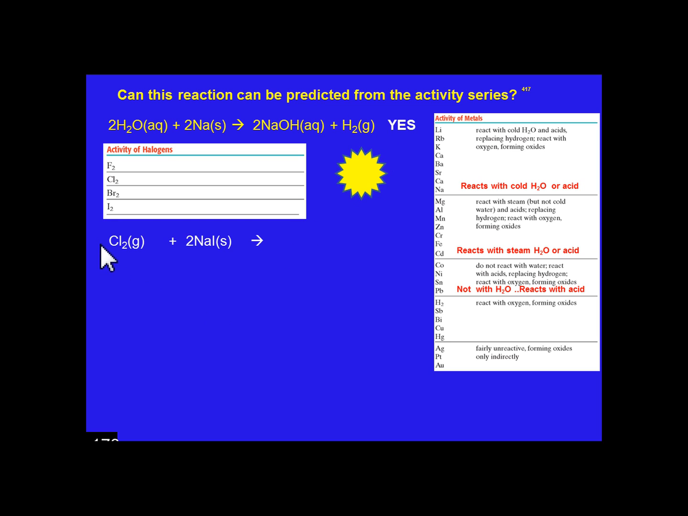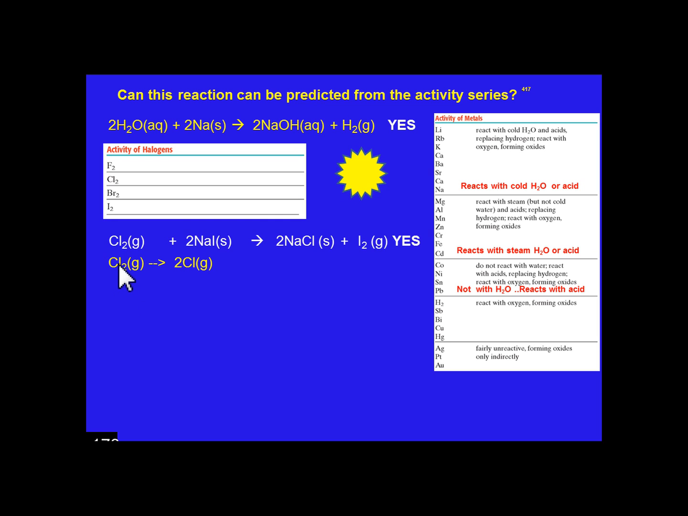Here's another reaction. We have chlorine and sodium iodide. Well, look at the nonmetals. Chlorine is here, iodine is here. So you should correctly be able to predict that the chlorine would replace the iodine here and form sodium chloride, and the iodine again would be separate. So yes, you can predict this reaction.